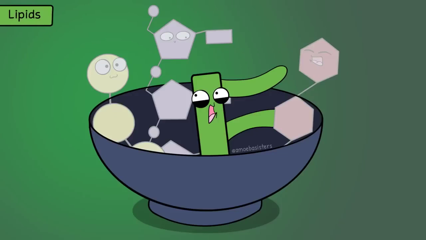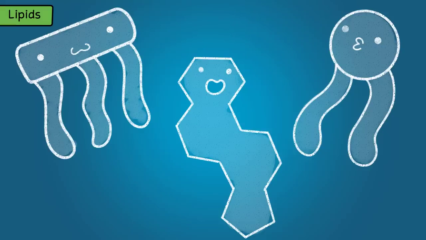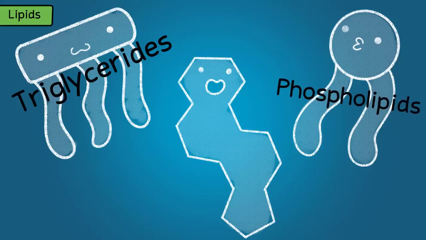Next up, lipids. Lipids include fats and oils. Examples of food sources could include butter or olive oil. This is a seriously diverse group, meaning there are a lot of types of lipids. There are triglycerides, there are phospholipids, there are steroids. These are just some examples.